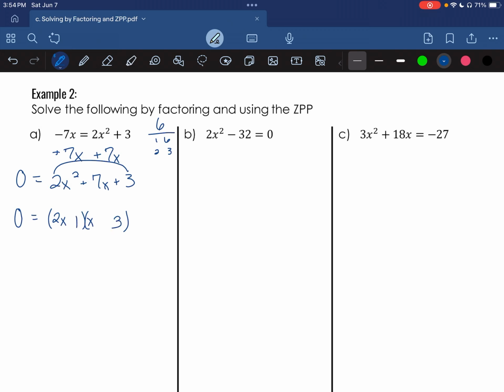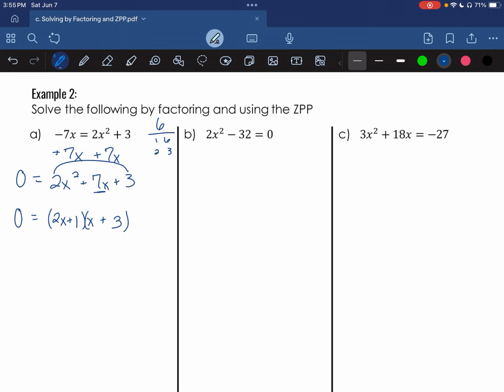In here, 3 multiplied by 2x is going to get me 6x, and this will get me 1x. So when we add that together, we've got 7x in the middle. Our signs are positive. I just thought that I wasn't going to help you too much with the factoring, but I can't help myself, I guess.